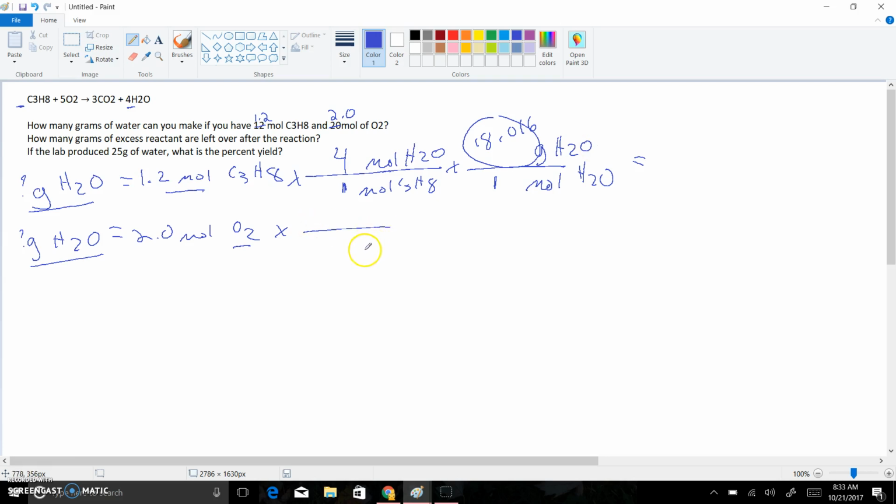We'll do the bottom part here, then I'll calculate. Moles of oxygen on the bottom, that way they'll cancel. And I want to go to moles of water on top. The balanced equation is what I want to use again. There's a 5 for the O2 and a 4 for the water.